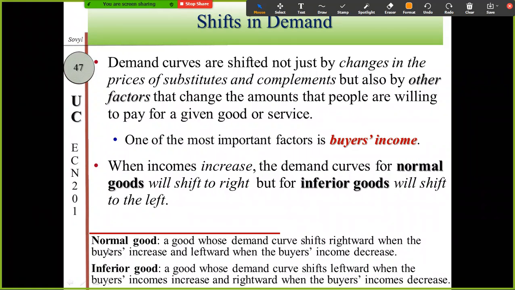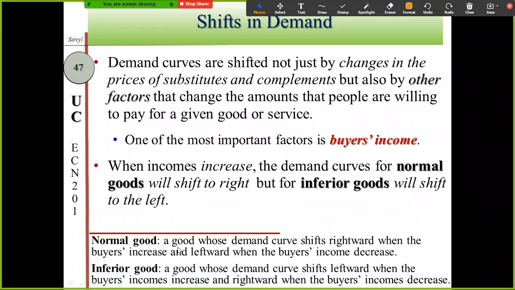So what is a normal good? A normal good is a good whose demand shifts to the right when the buyer's income increases. Okay, buyer's income increasing. I forgot to say increasing. On the left hand side, when the buyer's income decreases, this is also a normal good.